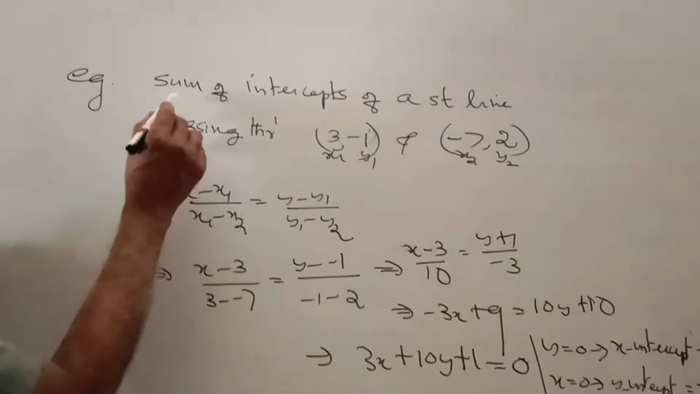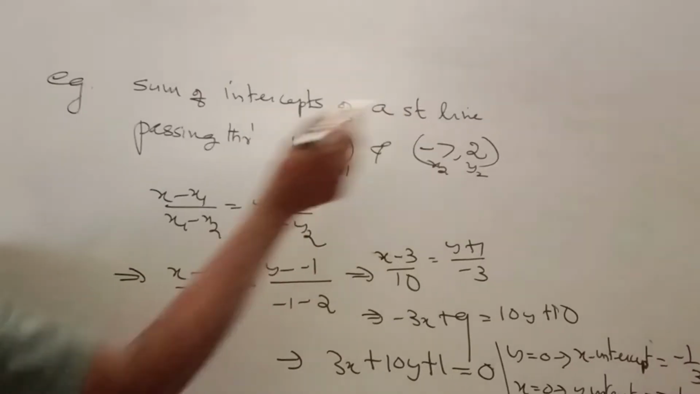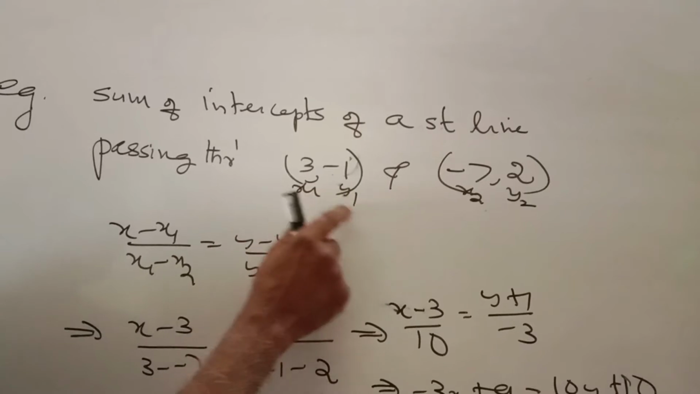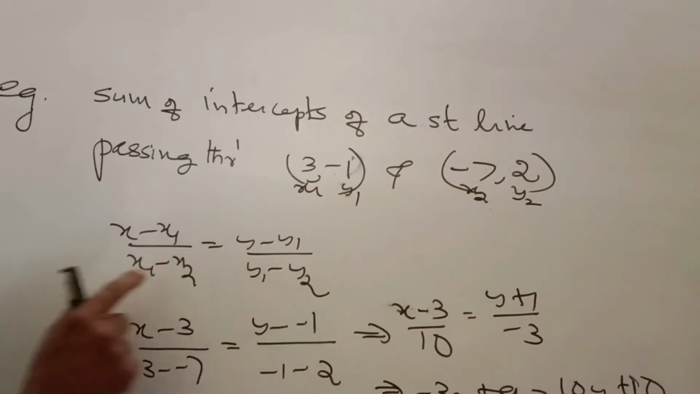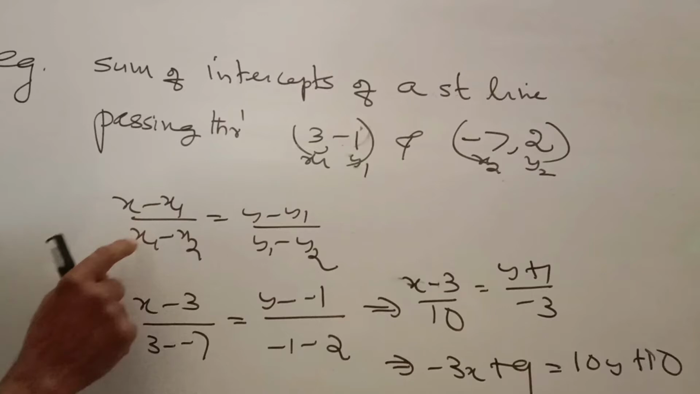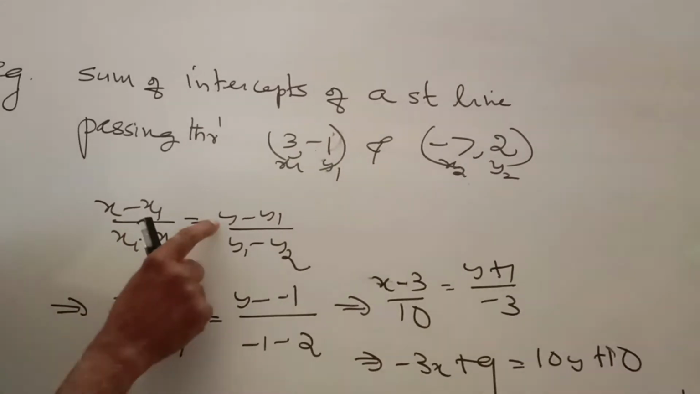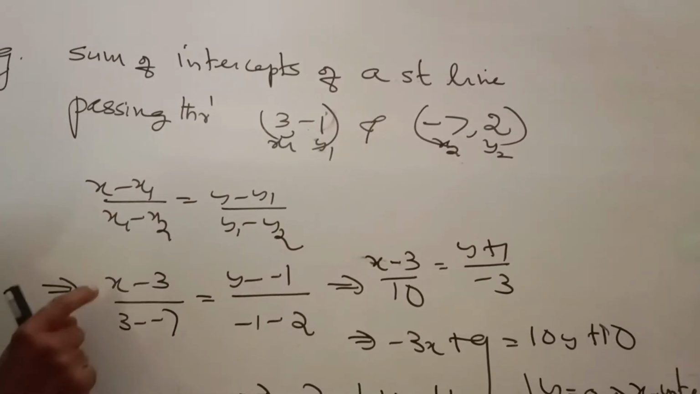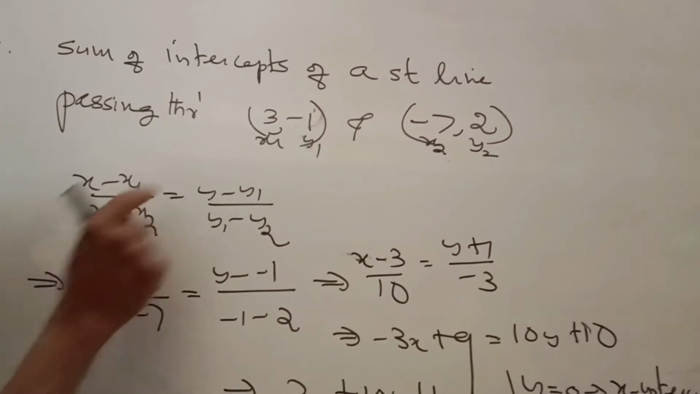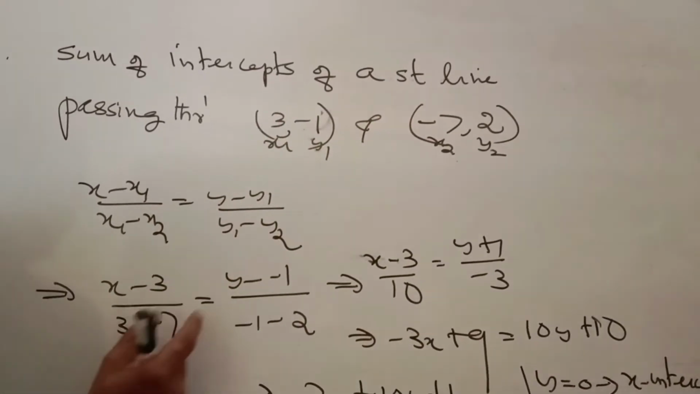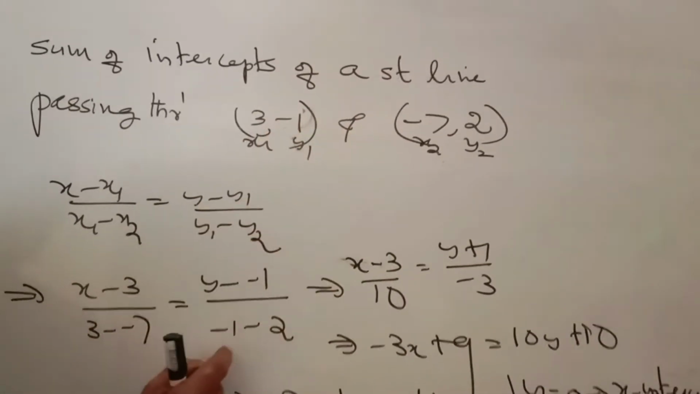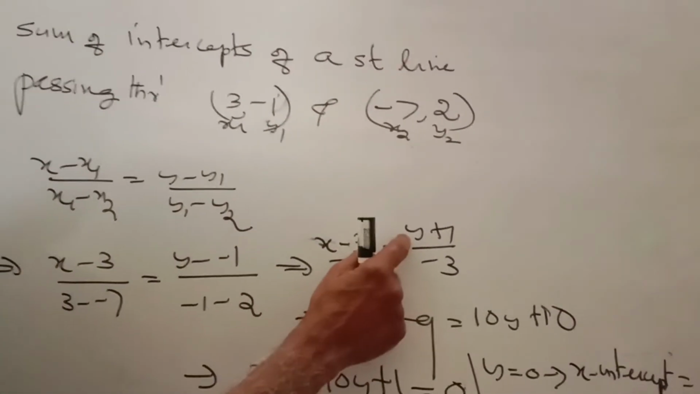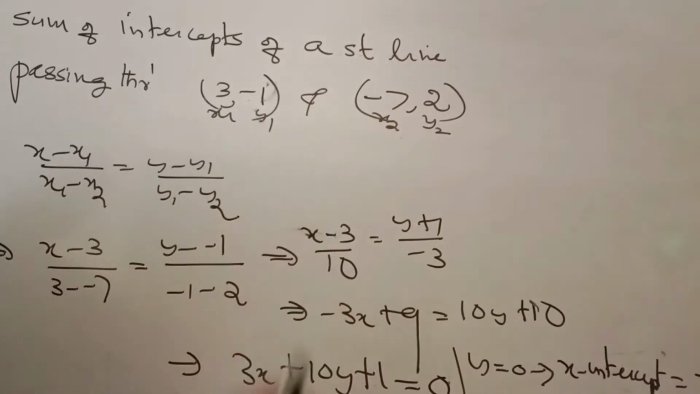Okay, we consider the sum of the intercepts of a straight line passing through (3, minus 1) and (minus 7, 2). So we have x1, y1, x2, y2. The form of the equation: (x minus x1) by (x1 minus x2) is (y minus y1) by (y1 minus y2). You substitute the values. (x minus 3) by (3 minus minus 7) equals (y minus minus 1) by (minus 1 minus 2). Simplifies: (x minus 3) by 10 is (y plus 1) by minus 3. Cross multiply.